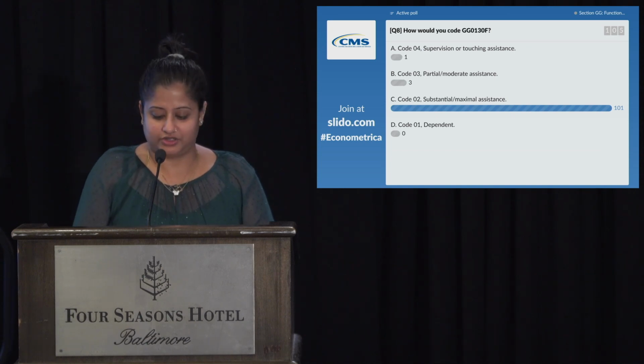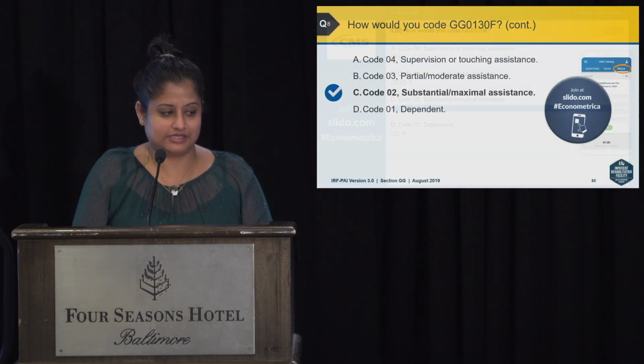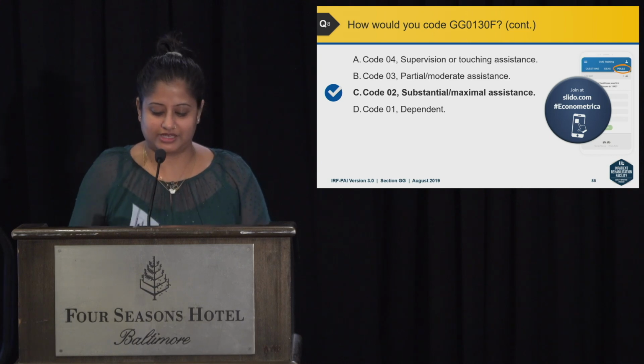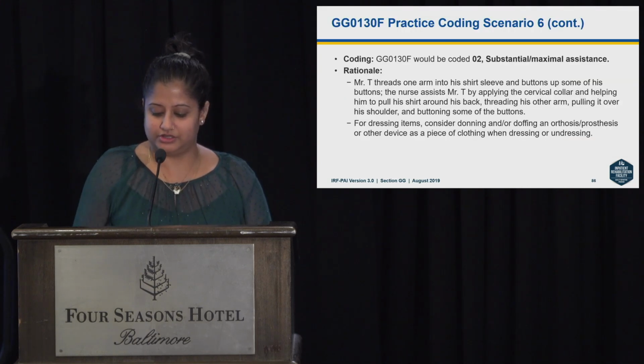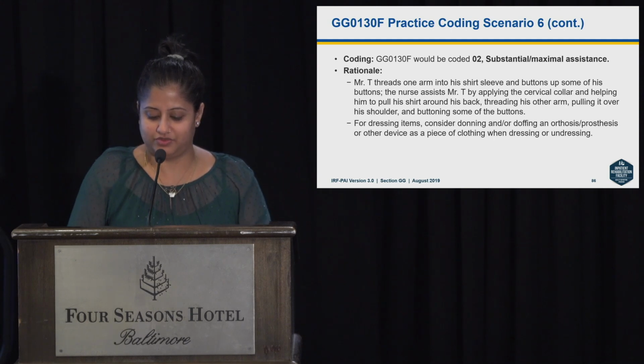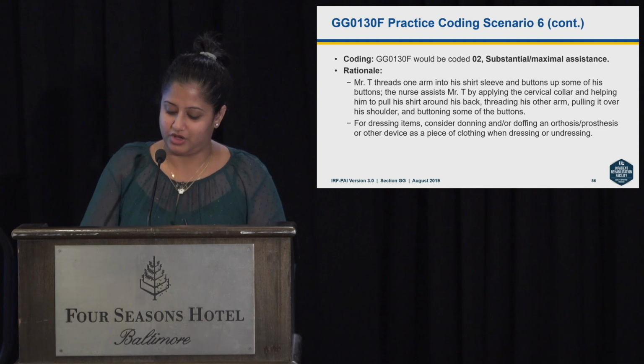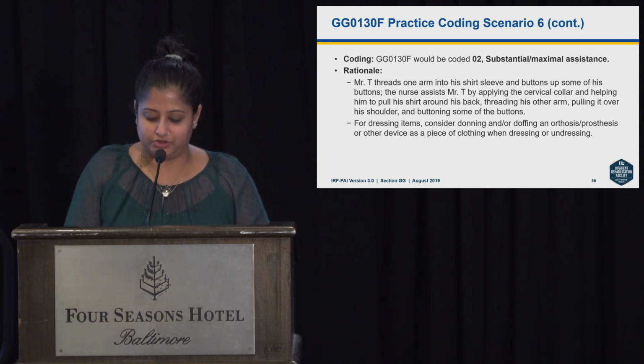We'll go ahead and look at the correct answer, and it is C, 02, substantial or maximal assistance. The reason being Mr. T threads one arm into his shirt sleeve and buttons up some of his buttons. The nurse assists Mr. T by applying the cervical collar and helping him to pull his shirt around his back, threading his other arm and pulling it over his shoulder and buttoning some of the buttons. So the nurse clearly does a lot in this situation.